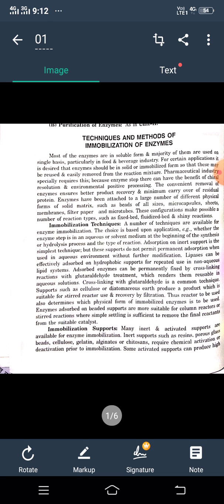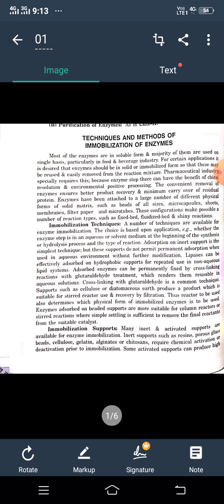Immobilization technique. A number of techniques are available for enzyme immobilization. The choice is based upon the application, whether the enzyme step is in an aqueous or solvent medium at the beginning of the synthesis or hydrolysis process, and the type of reaction.